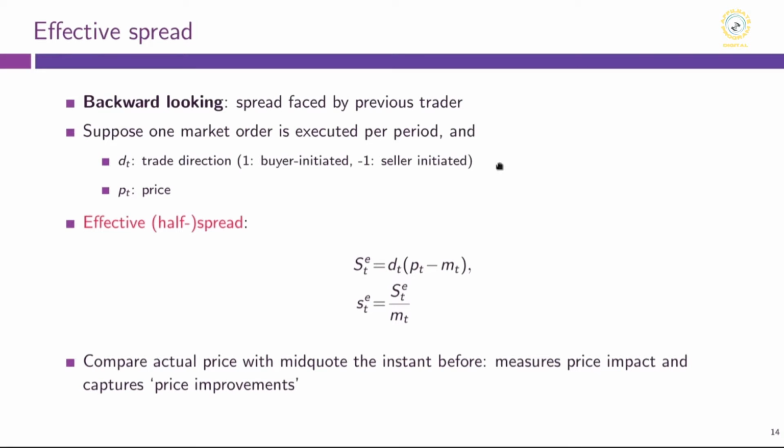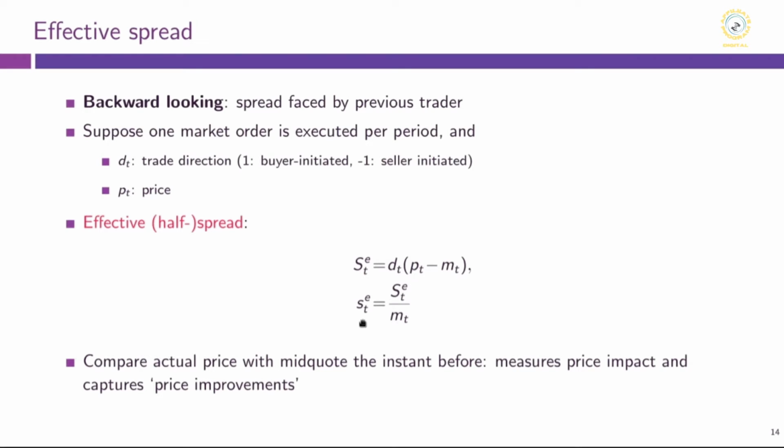So if we say that one market order is executed per period, and we denote the trade direction by dt, it'll be 1 or -1. We'll say the direction is equal to 1 if the trade was initiated by the buyer, and -1 if it was initiated by the seller. And we'll call pt the realized transaction price. Then the effective half spread is equal to capital ST with E superscript, and it is equal to the distance between the realized price and the mid-quote in the market at that given time. We use dt to have the spread always being positive, or at least probably positive, so to normalize the sign. Similarly, you can obtain the relative effective half spread, or normalized effective half spread.